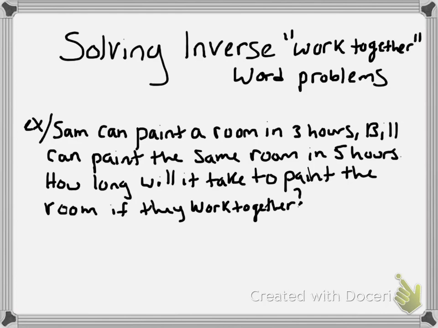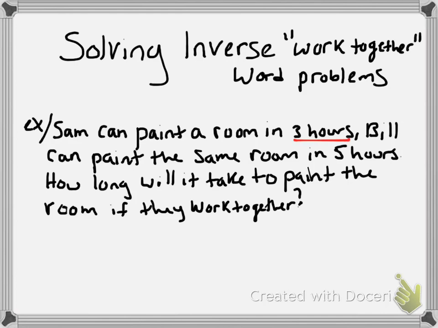So, for example, the first example on here says Sam can paint a room in 3 hours. Bill can paint the same room in 5 hours. How long will it take to paint the room if they work together? Now, there's multiple ways of setting up a problem like this, but I'm just going to show you the two easiest ways. Well, for the first person, we know that it's going to take them 3 hours to do this activity.